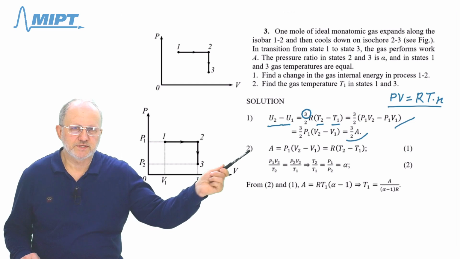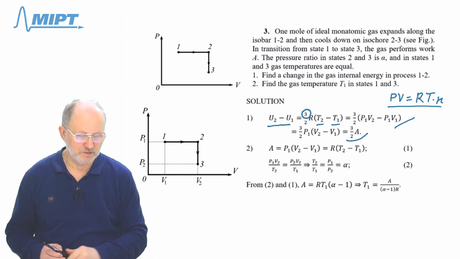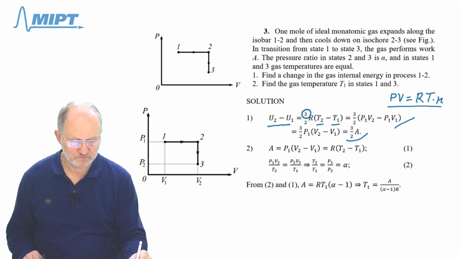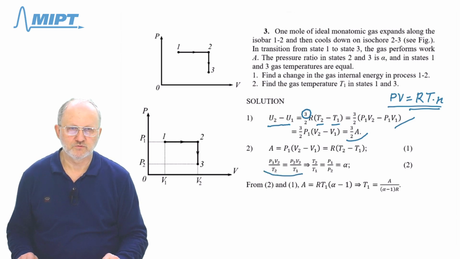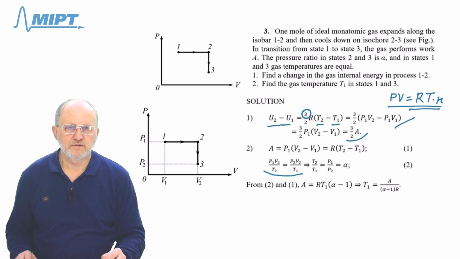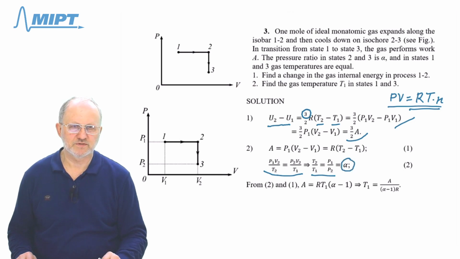So we express the work produced by gas using the gas equation, the equation of ideal gas, again the same formula. And then, using this equation, we form such a simple relationship between pressures and volumes and temperatures of this gas in two different points, and from this equation we find the relationship between temperatures and pressures. And this relationship is given in the problem, which is alpha.